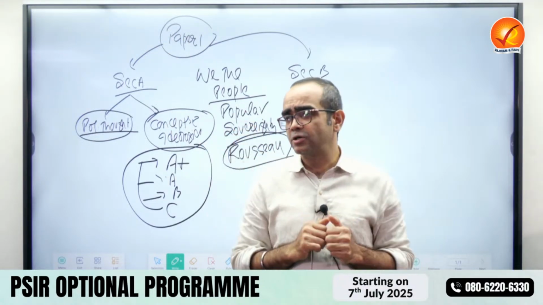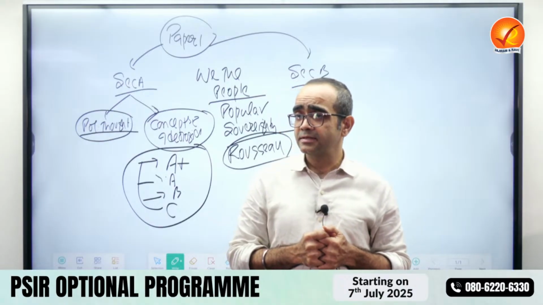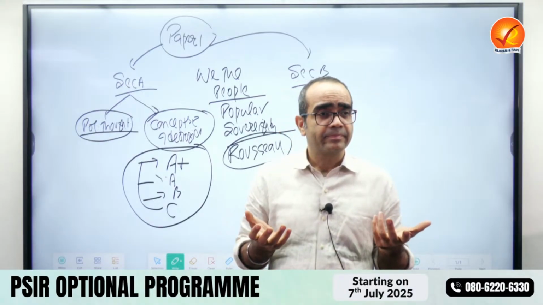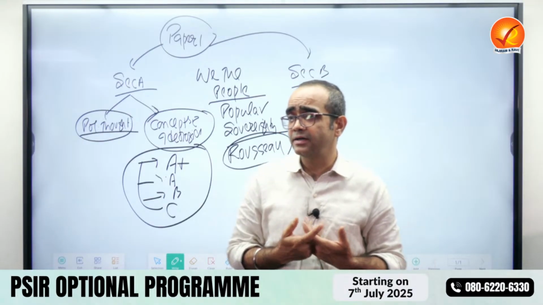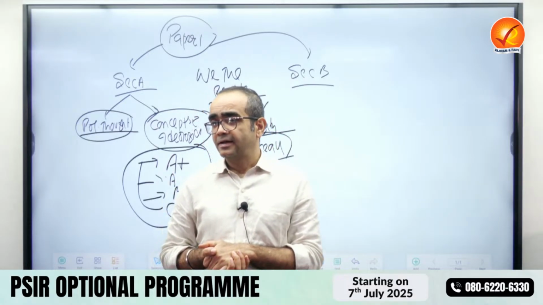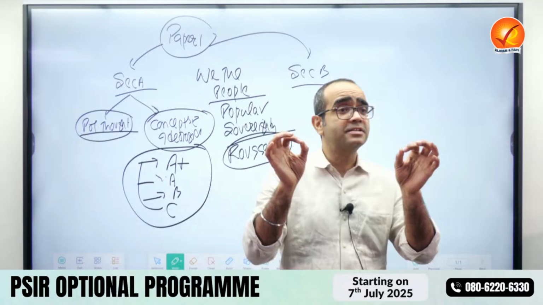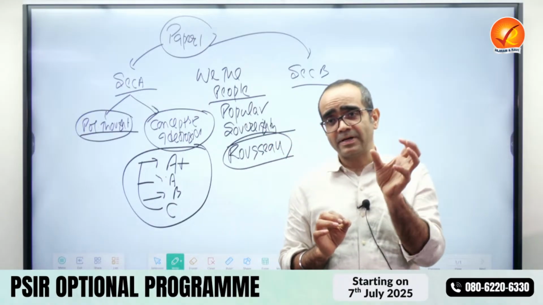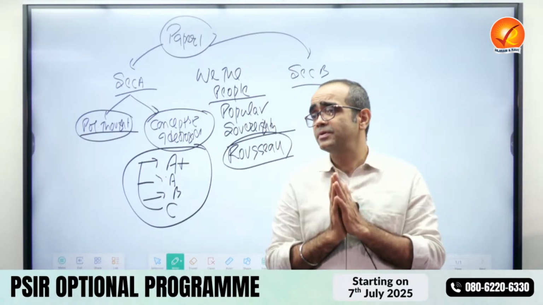Is socialism a part of India's preamble? Yes. What is socialism? The means of production are under public ownership. So India adopted a mixed economy, private enterprise existing with state enterprise.